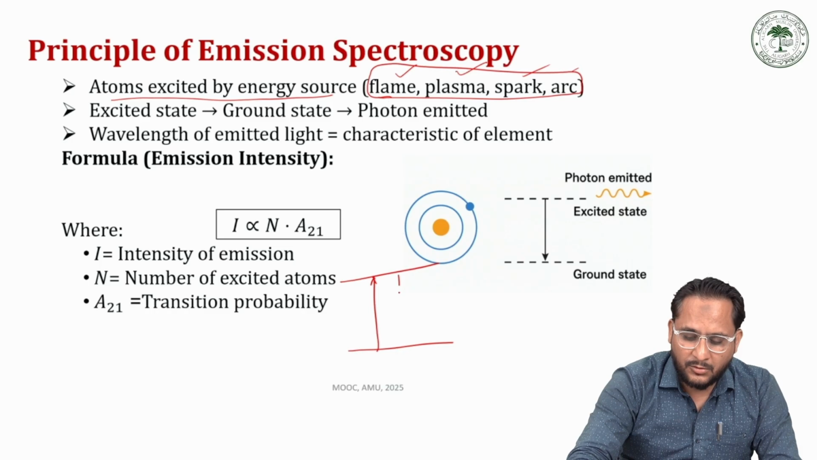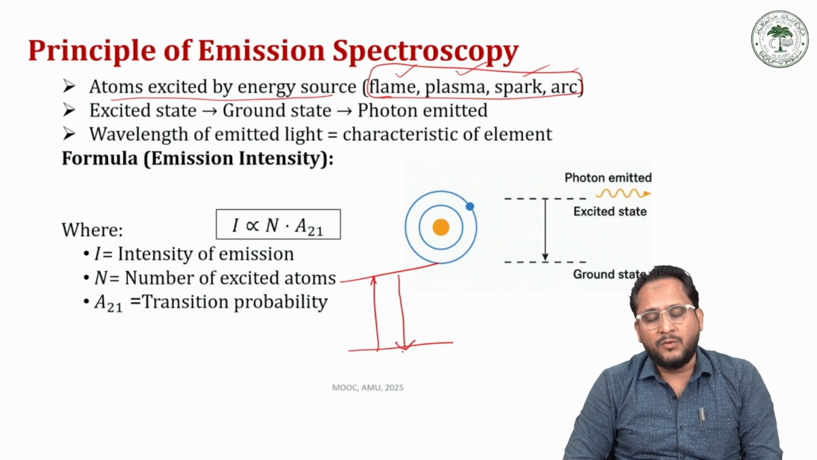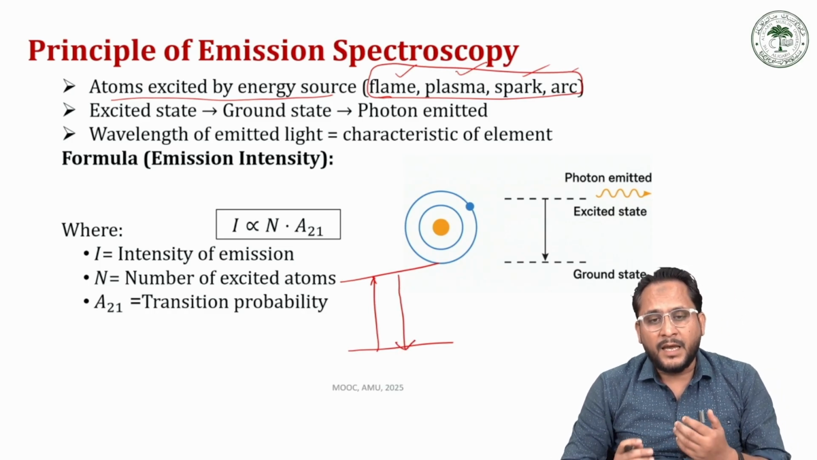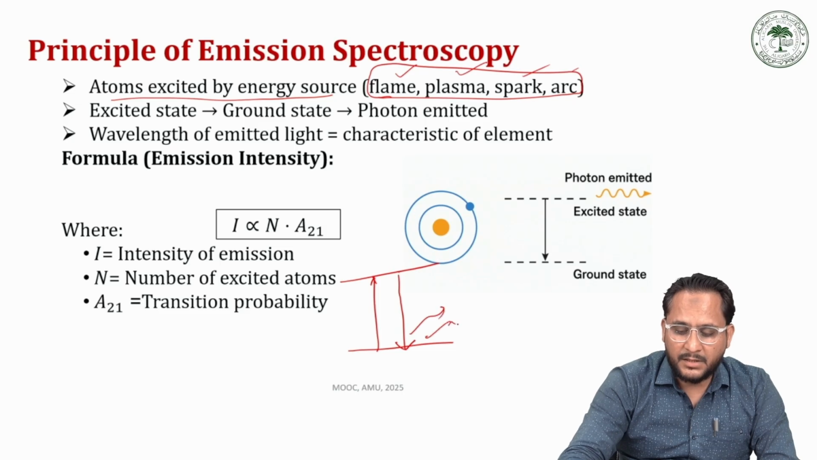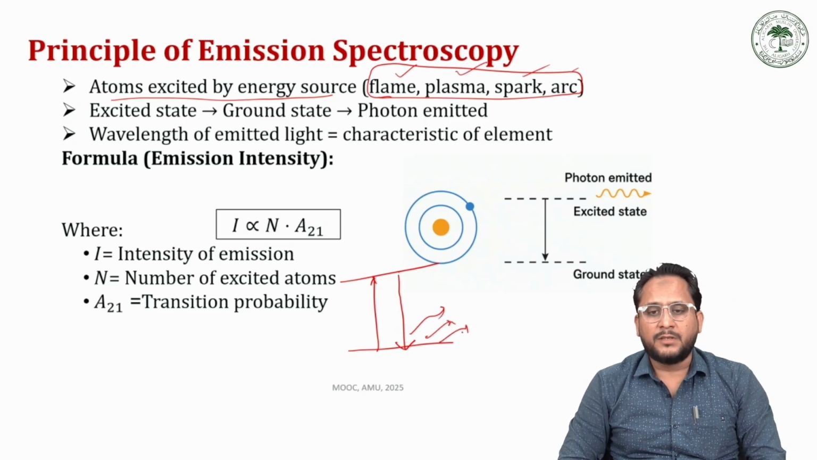Now when these electrons come back and relax to the ground state, they emit energy, because by emitting energy only they come back to the ground state, and when they come back, the light that is emitted creates an emission spectrum.